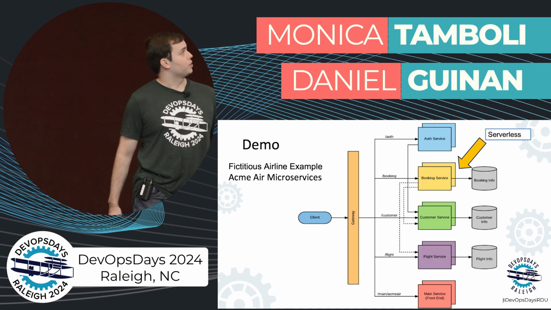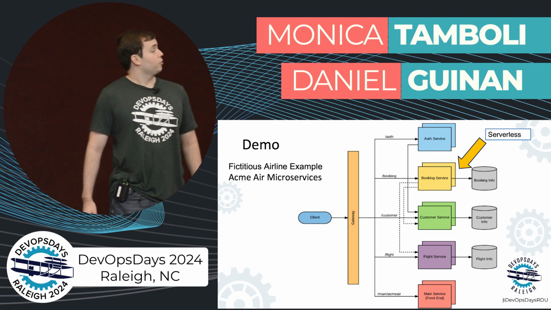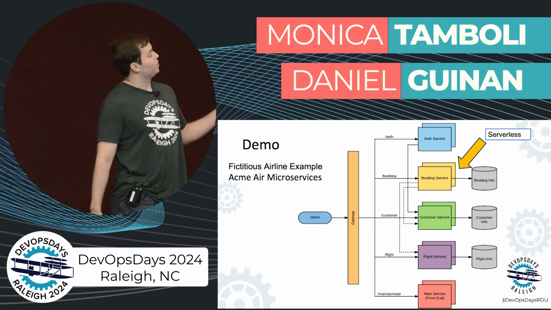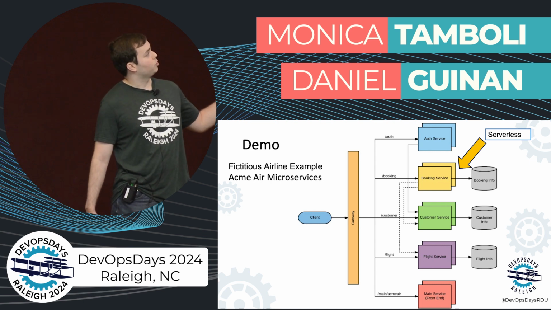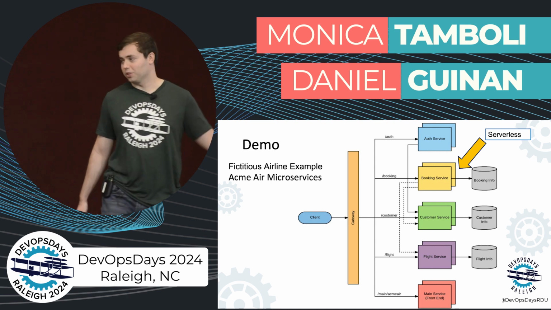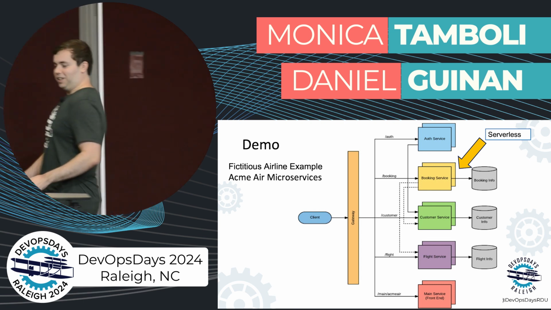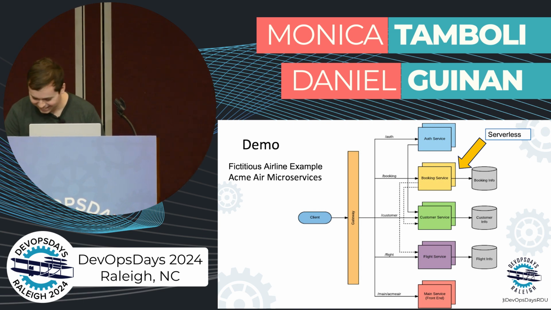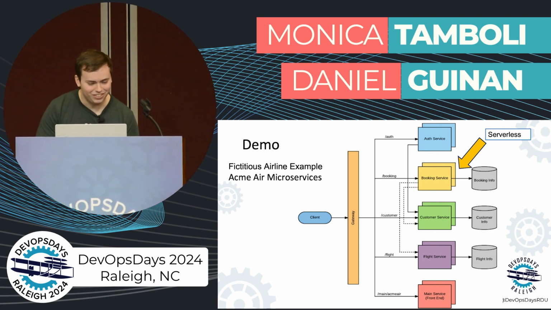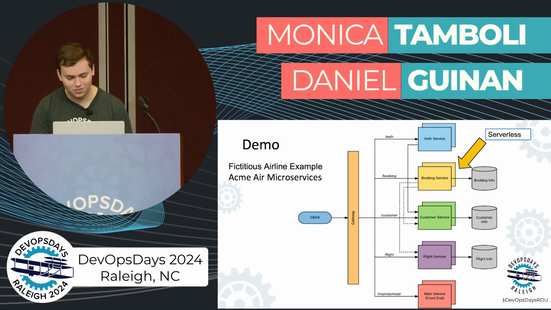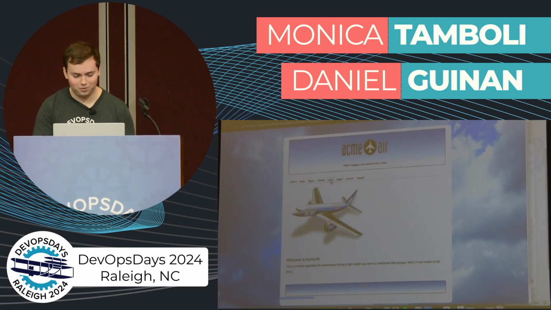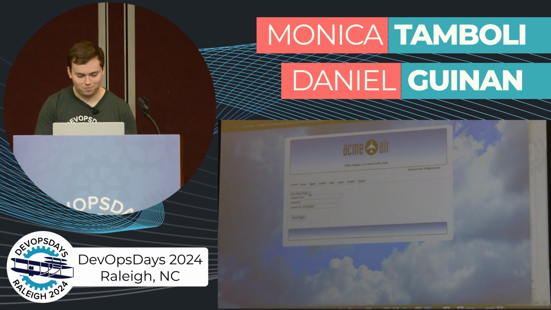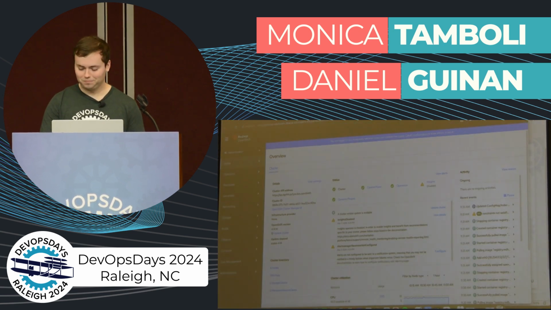Now for our demo, we're going to focus on one of our microservice applications running 5 Open Liberty applications. It's a fictitious airline, and we're going to turn one of the microservices to serverless. Give it a try. Live demo. Yeah, fingers crossed. Okay, so here's how the app looks. It's a little airline. You log in, you can see your flights, and so on.